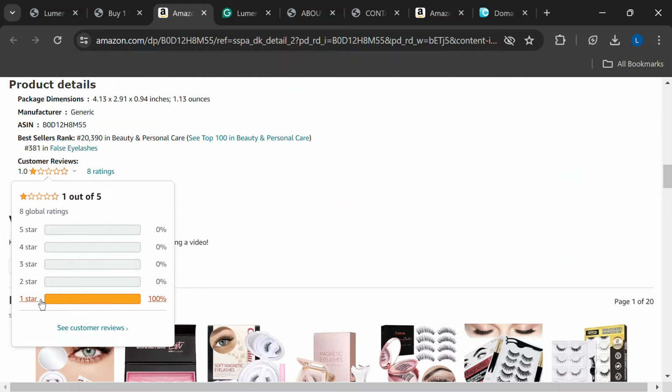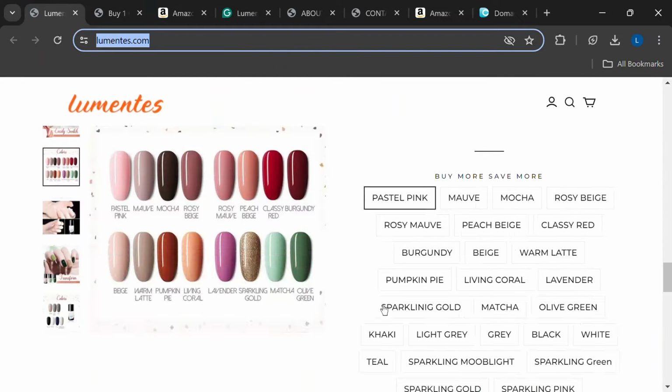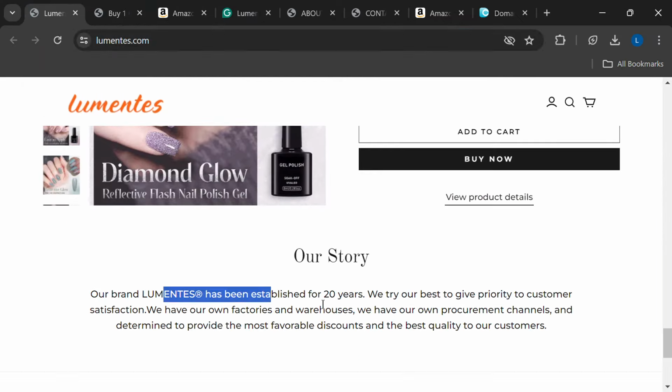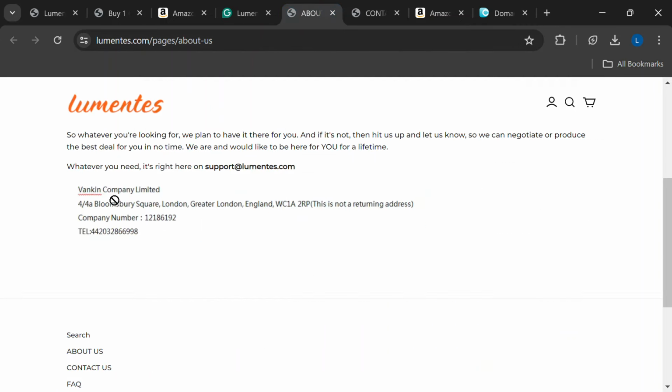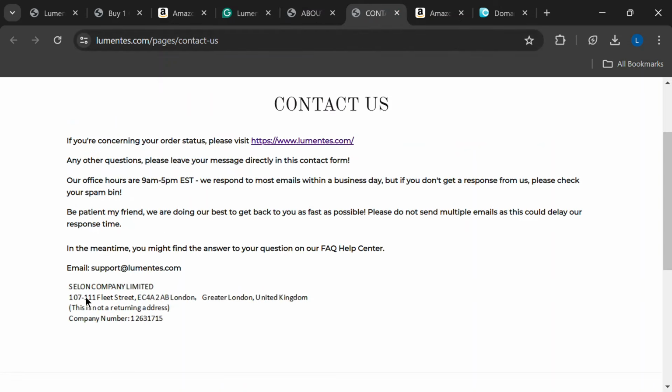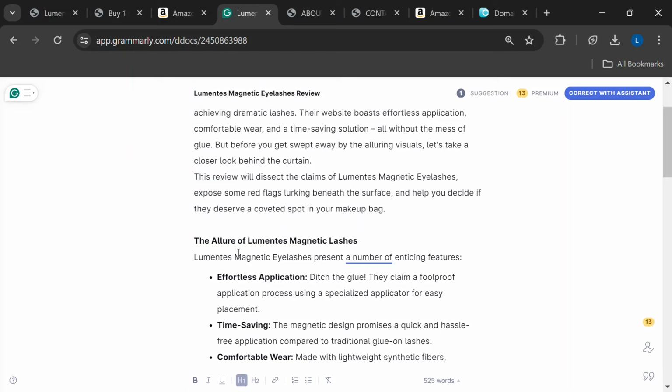Then I went digging deeper. Lumentes says they've been around for 20 years, but when I checked the domain name, it turns out their website was only created in 2023. Also, on one page of their website, they say their company is called Ceylon Company Limited. But on another page, it's Vankin Company Limited. This kind of inconsistency makes you wonder if they're really who they say they are.